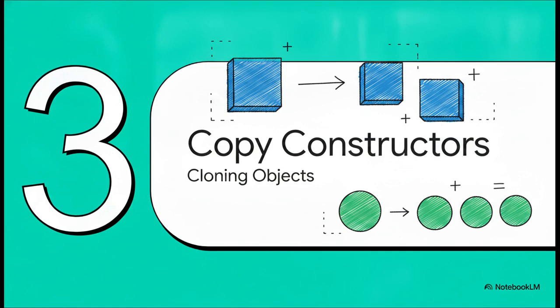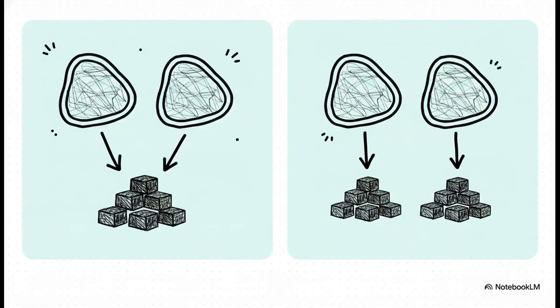Moving right along. Section 3. Copy constructors, or cloning objects. So sometimes, instead of starting totally from scratch, we want to create a brand new object by duplicating one that's already been born and initialized. This is where copy constructors come in, and you need to draw a hard line between the two types here. If you don't write one yourself, the C++ compiler graciously creates a default copy constructor for you.